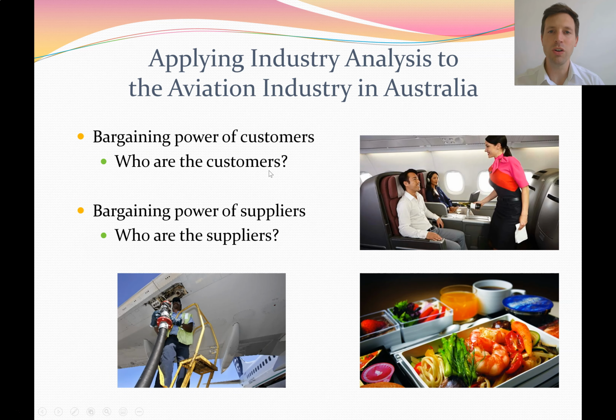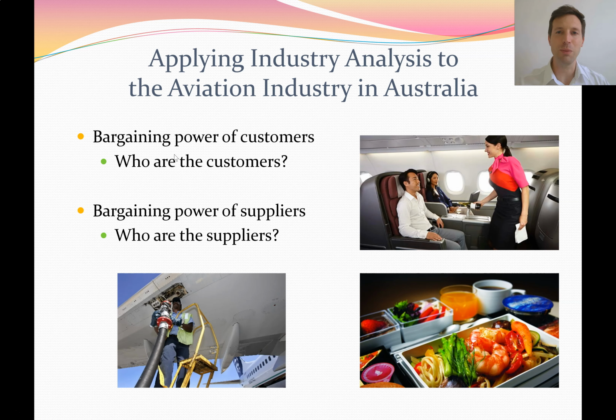Who are the customers? Well, generally we can have retail customers like ourselves. We go onto a website and we book a flight. With the advent of things like Skyscanner and Webjet, the bargaining power of customers is much higher. But there are also commercial customers. They might be the people who are running the commercial operations, say, for example, of UTS, who might be buying, in normal times, thousands of flights a year.